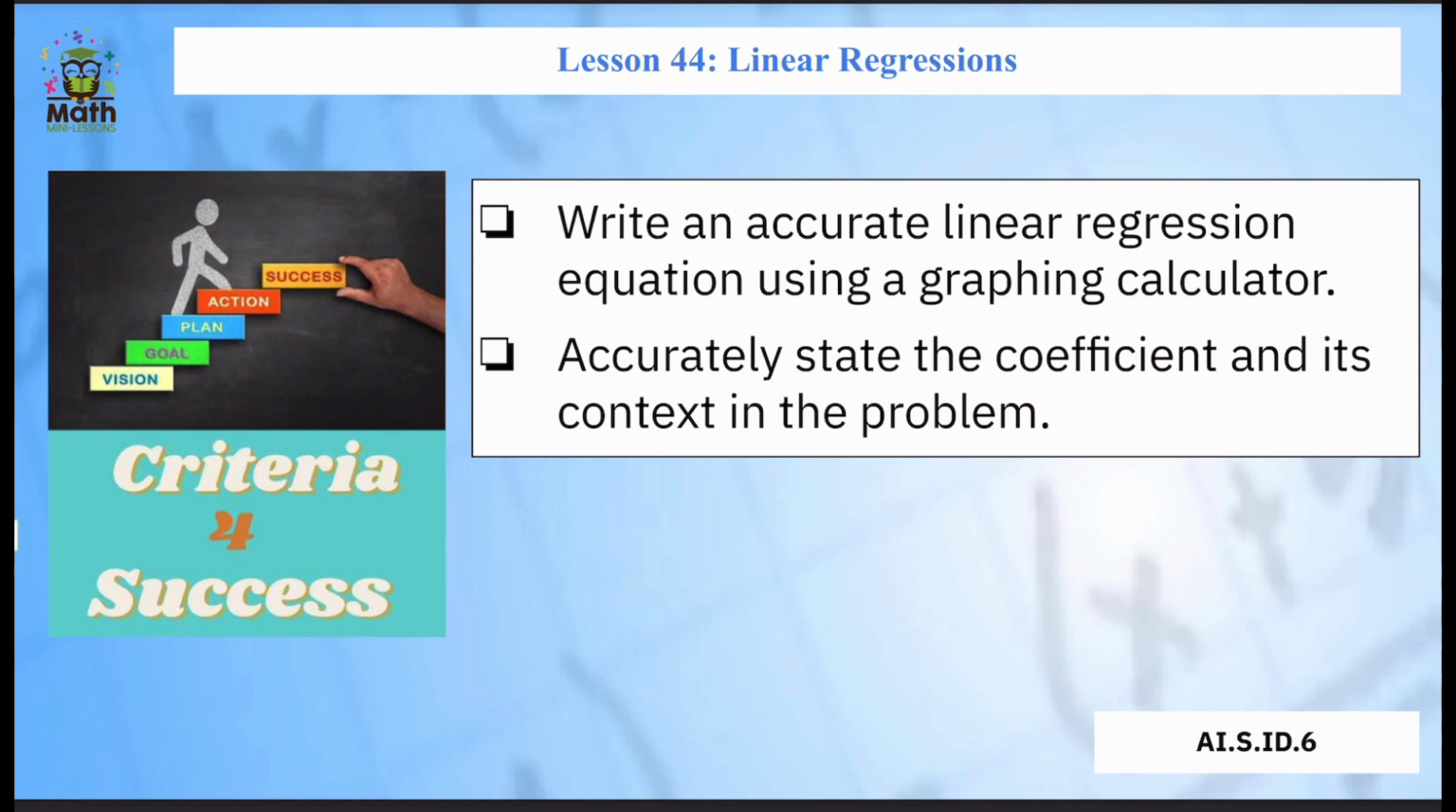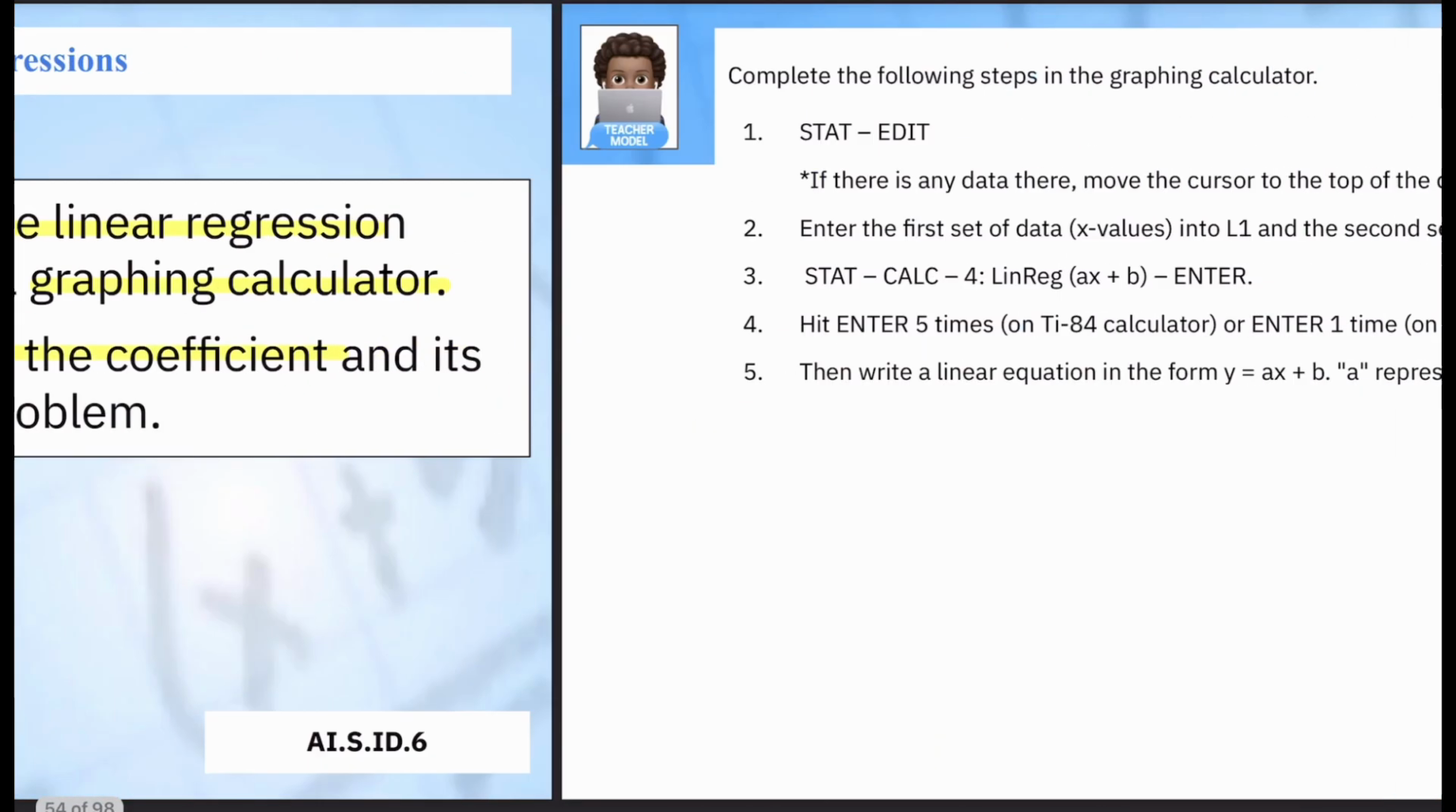Lesson 44, linear regressions. In this lesson, we're going to write an accurate linear regression using our graphing calculators and accurately state the coefficient and its context in the problem. This is something you have to learn by doing. I'll give you all the steps to type into the calculator, but it's going to feel jumbly and a little bit clunky at first until you've done it a few times, but that's okay.